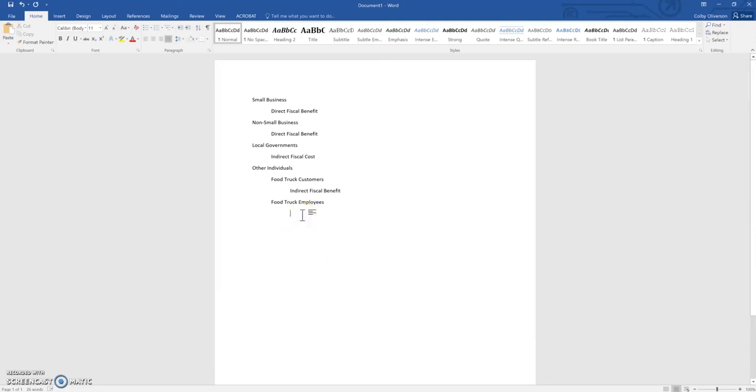Lastly, food truck employees. They are not the constrained party, so that is an indirect impact. Does it involve money? Yes, it does. Food truck companies could pass on their savings to food truck employees in the form of higher wages, so we will call that a fiscal impact. And it has a positive implication, so that is a benefit. Food truck employees will experience an indirect fiscal benefit.